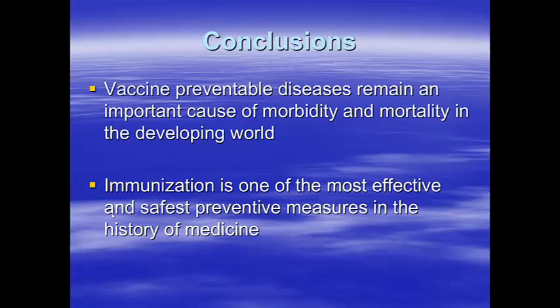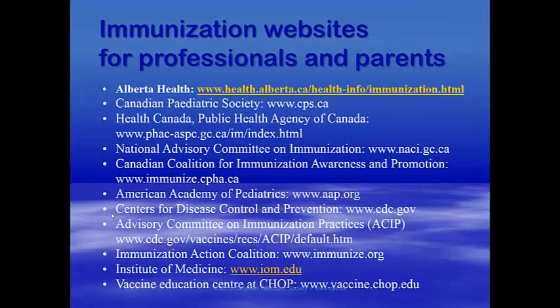Here are some web resources that you can refer to. Alberta Health will give you the routine immunization schedule for Alberta children. The Canadian Pediatric Society has a number of statements on vaccination. The Public Health Agency of Canada. There's a National Advisory Committee on Immunization, NACI, which publishes statements as new vaccines come out to guide public health policy. And there's a number of others, including the Americans, the CDC.